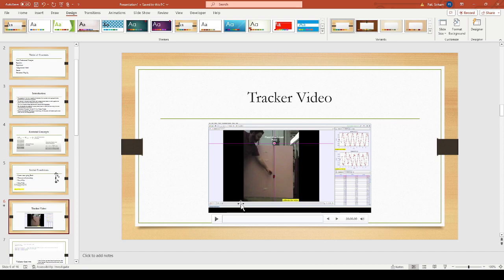So this is our Tracker video. You can see the motion and understand what's going on.